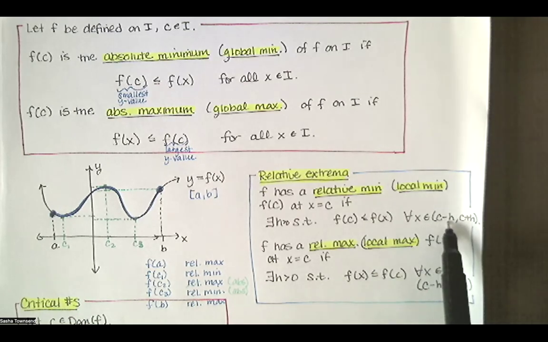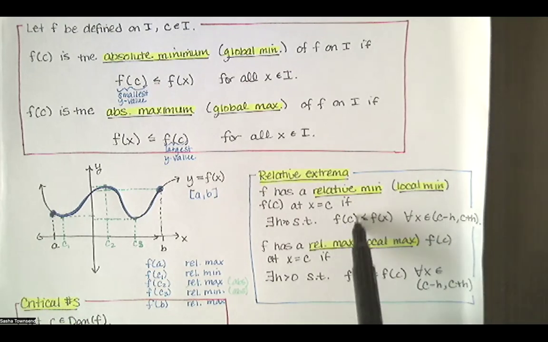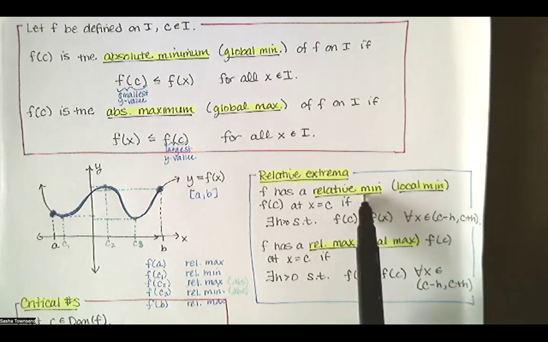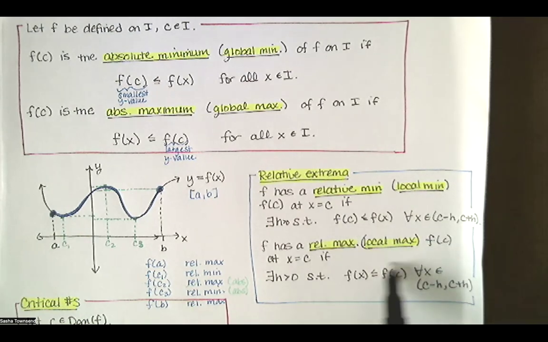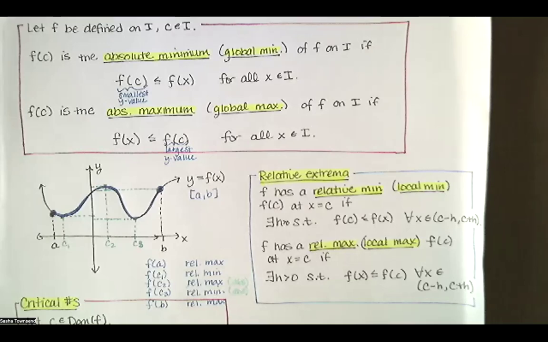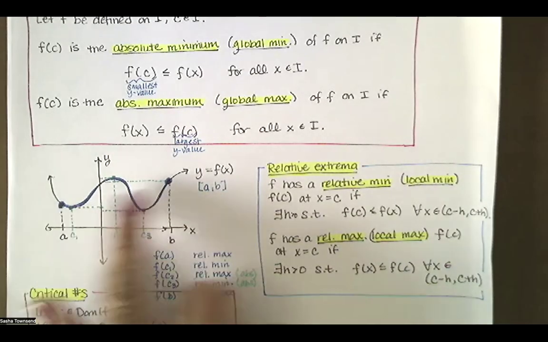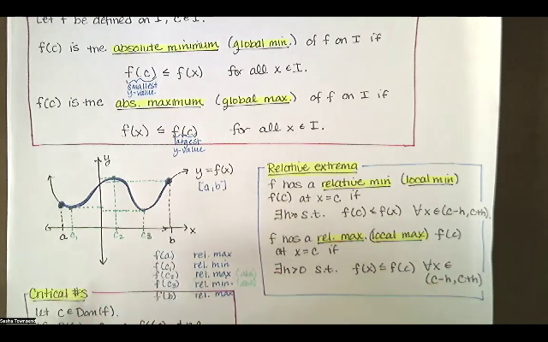So we go h units to the left of c, h units to the right of c, and that's our interval. If this is the smallest y value in that interval, then we call that a relative min. If f of c is the largest y value in that interval, we call that a relative max or a local max. When you're looking at the graph, though, you just look for the high points and low points. It's actually really simple. And when we're talking about a function defined on a closed interval, we include the points on that closed interval as well.